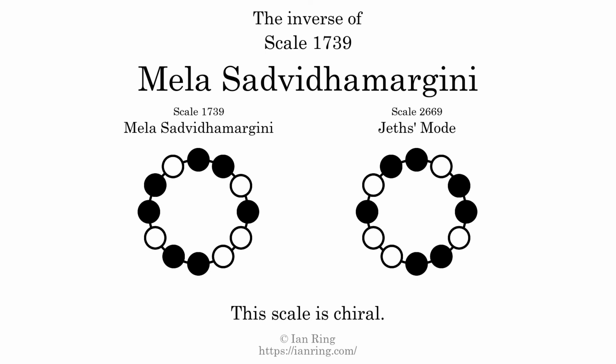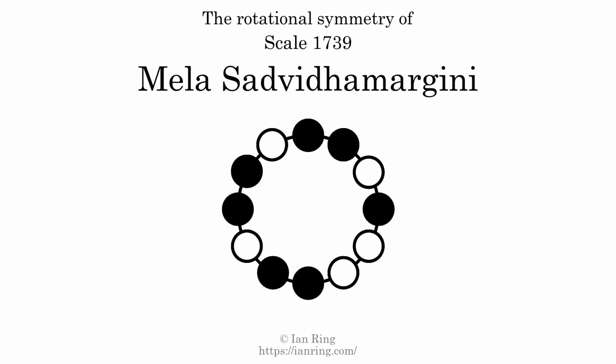The inverse of a scale is a mirror image. It is what you get when the sequence of intervals is reversed. The inverse of this scale is scale 2669, also known as Jeth's mode. This scale is chiral. It cannot transform into its inverse by rotational transformation. This scale has no rotational symmetry.